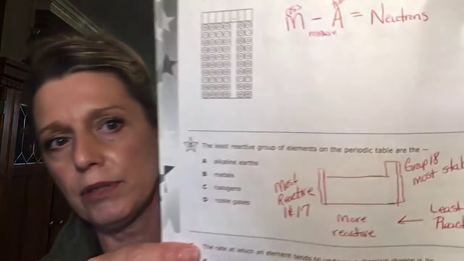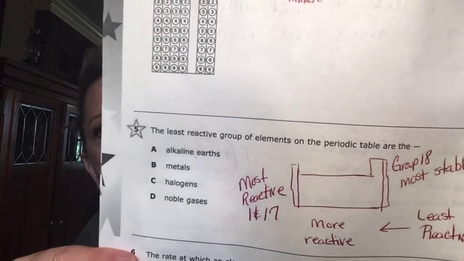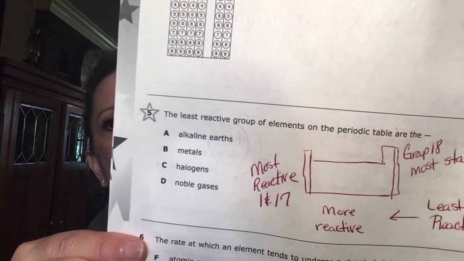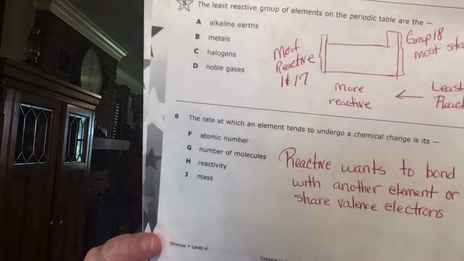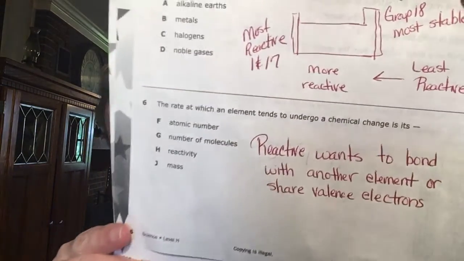Number 5 is asking you about reactivity on the periodic table. So remember on your periodic table that groups 1 and 17 are the most reactive, and group 18 is going to be the most stable. It's not going to want to react or bond with anything. Number 6, it says the rate at which an element tends to undergo a chemical change. If something is undergoing a chemical change, it just means it's bonding together, it's sharing those valence electrons. So if it's talking about bonding together in a chemical change, all it's asking you is is it reactive or not? Or what's it going to react with? That's it, it's just talking about reactivity.